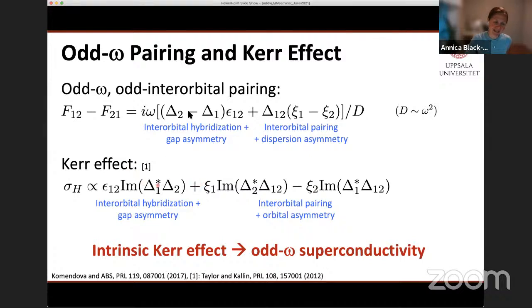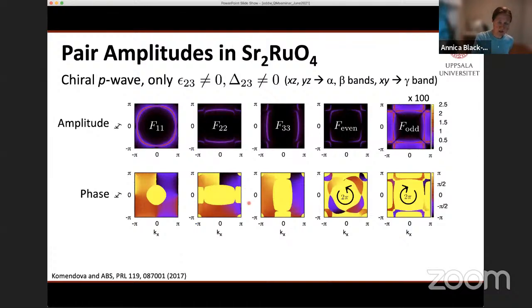And these are exactly the same conditions. So whenever, well, it's not exactly the same equation, but if you stare at this long enough, you realize that if you measure an intrinsic Kerr effect, then you will always have this term being non-zero. So by measuring intrinsic Kerr effect, we know that there's odd frequency superconductivity in this material. That was a 2-orbital model.